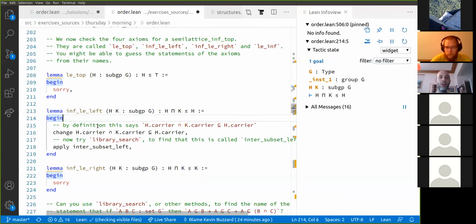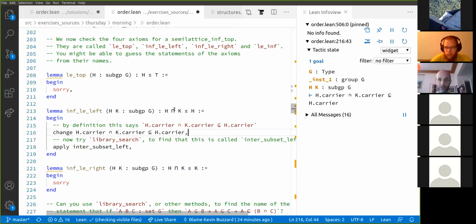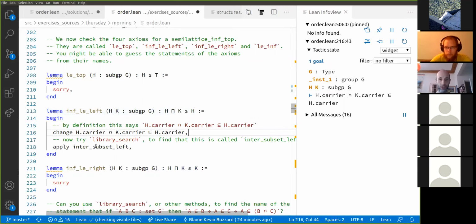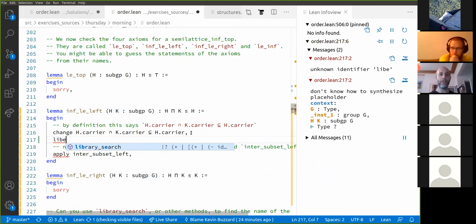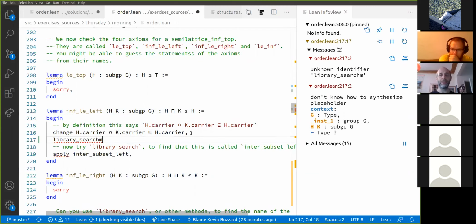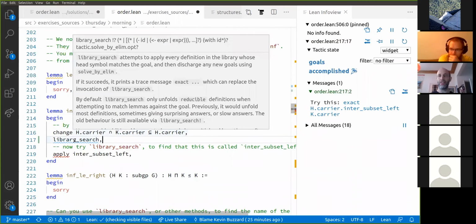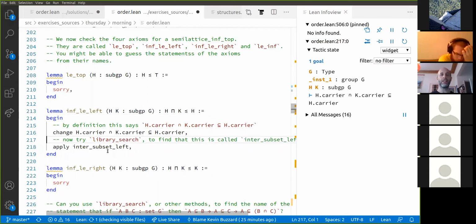I've shown you one way of doing it. But by definition, it just means that, right? If you unravel all these definitions, the definition of less than or equal to and the definition of inf, it just literally says H.carrier intersect K.carrier is a subset of H.carrier. And now you can solve that with library_search, right? If you don't know your way around the set interface, library_search says, oh yeah, that's called inter_subset_left. So I've applied inter_subset_left.